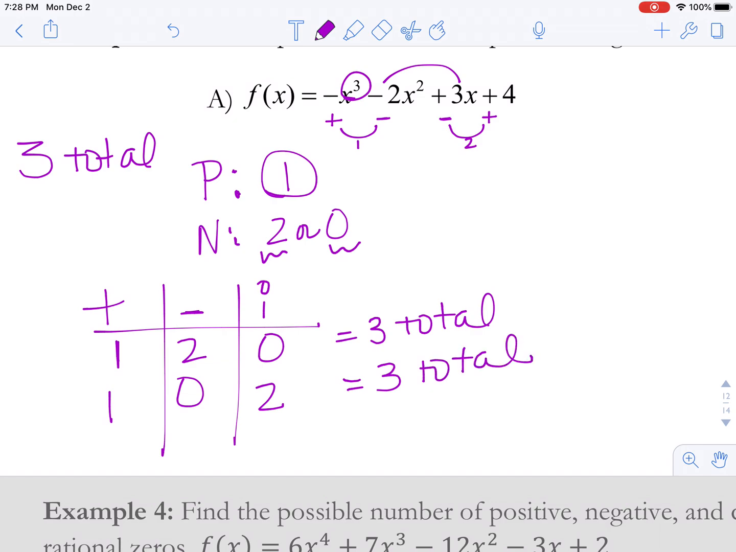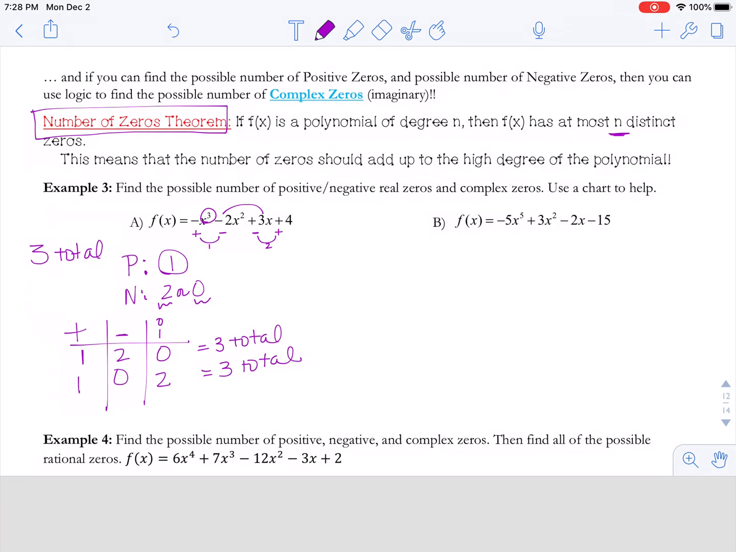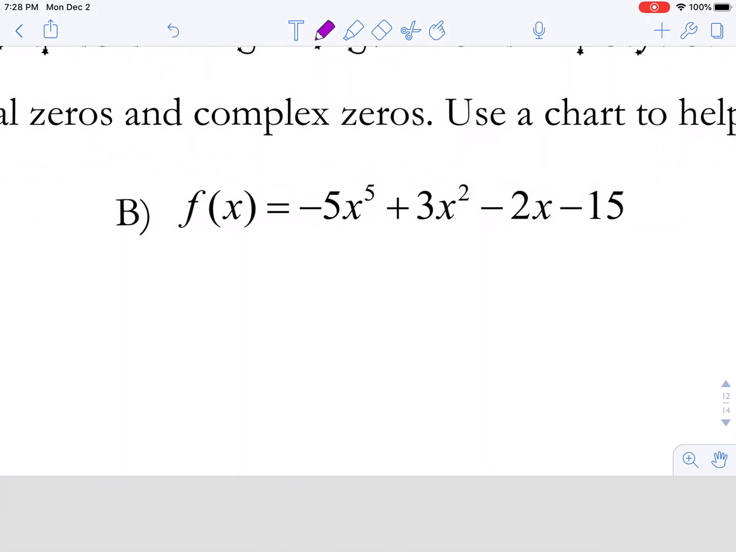So this is a little chart that helps this work. I will tell you that imaginaries, from what we learned before, have to be an even number: 0, 2, 4, 6, and so forth. If we look at B now, we have a total of 5 zeros.